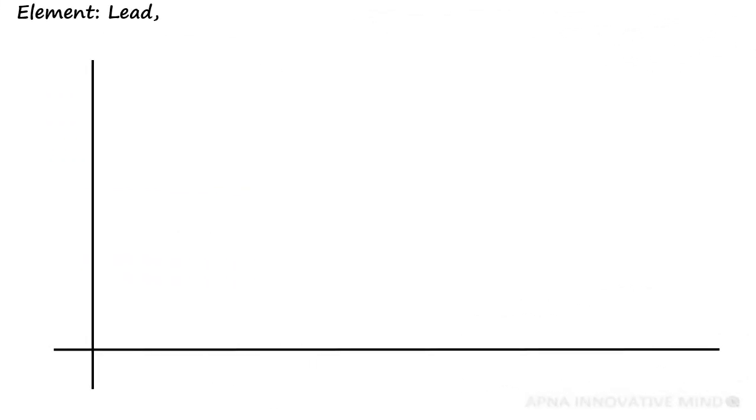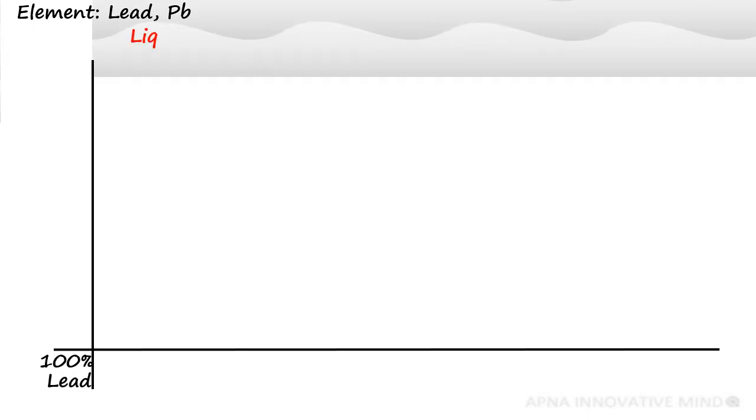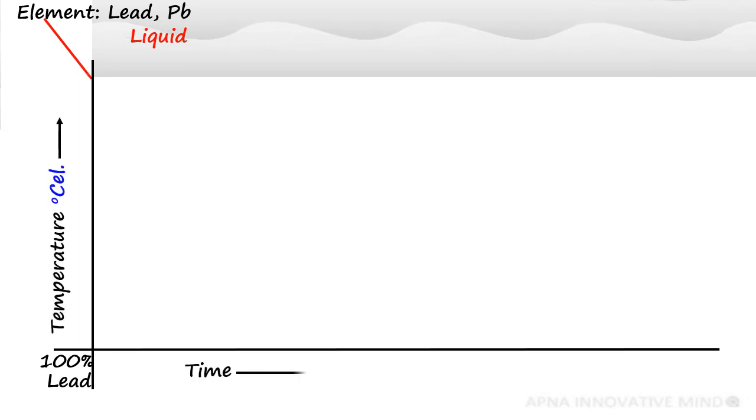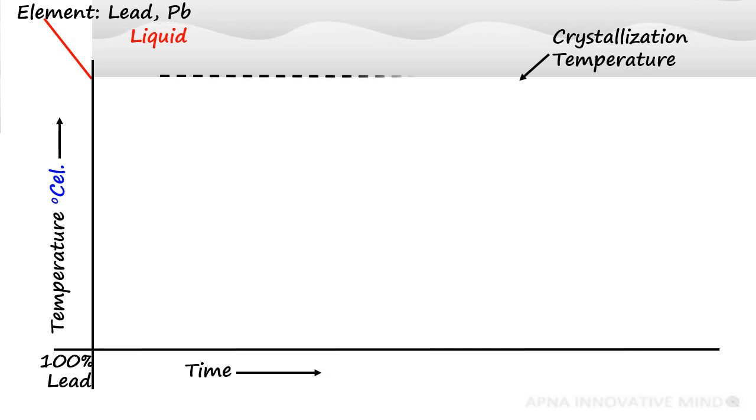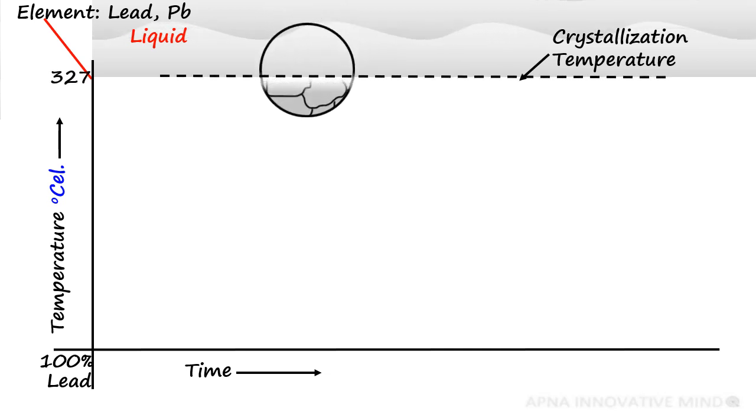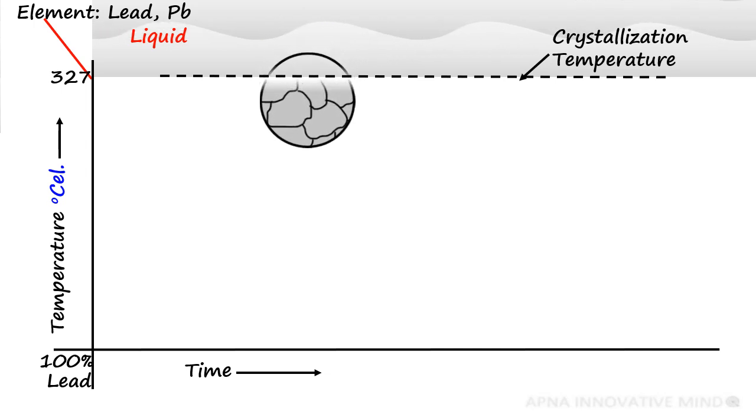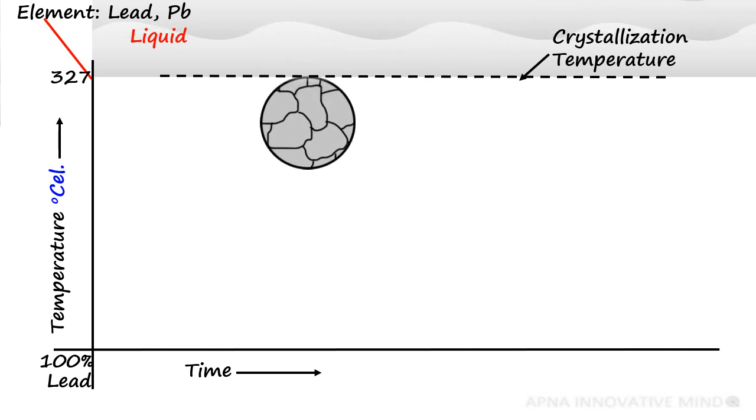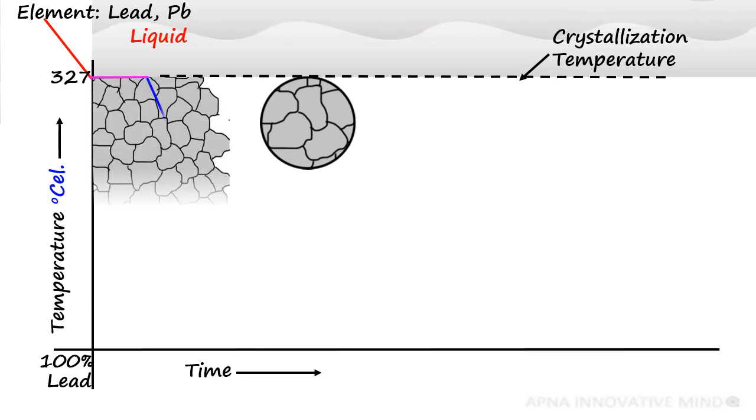Consider that we heat lead element to the liquid phase. Then we cool it. When a graph is plotted for temperature against time, it is observed that when it reaches the crystallization temperature, that is 327 degrees Celsius, just below it, lead will start solidifying. Liquid phase will transform to solid phase. Temperature will remain constant till the entire liquid solidifies. Then the metal further cools down.